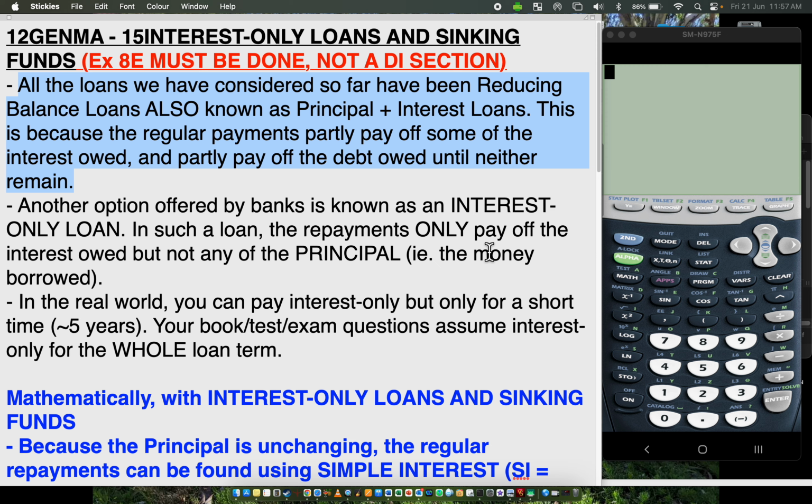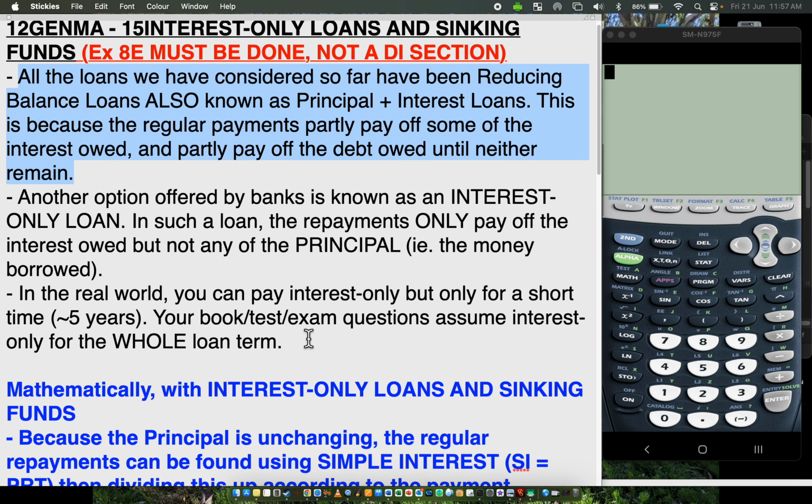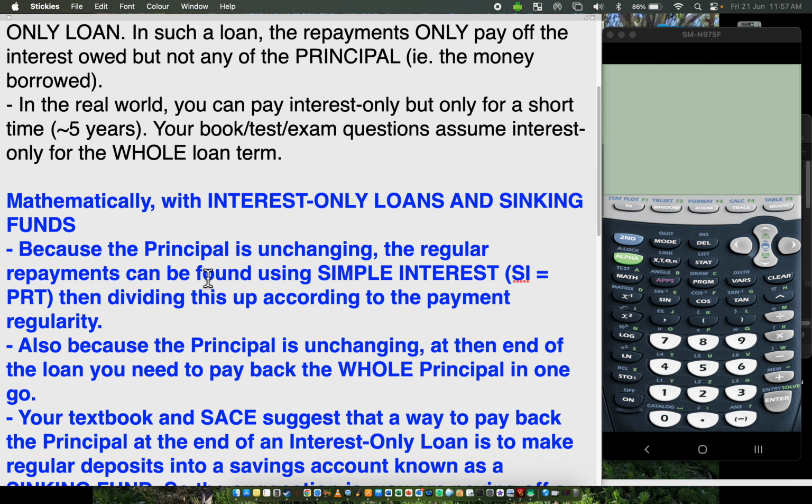So what's going on there? In the real world, you can pay interest only, but only for a short time, like 5 years. Your book, your test, your exam, those questions, they assume interest only for the whole loan term. So you're probably sitting there wondering, if you're only paying the interest, how does the principal get paid back? That's what we're going to talk about now in the mathematics side of things.